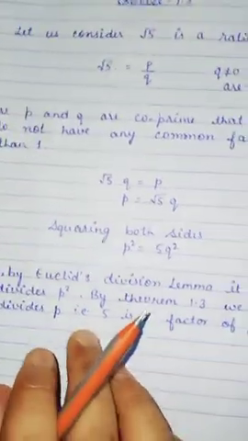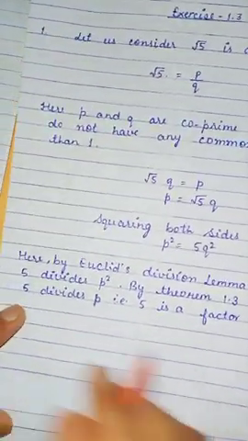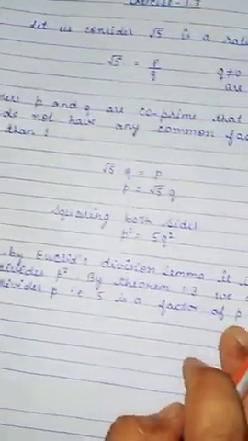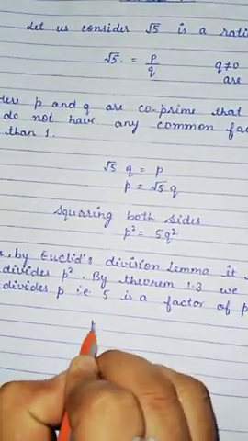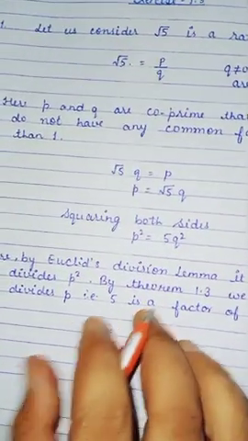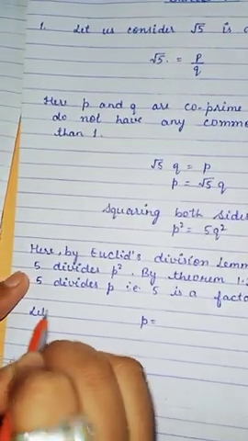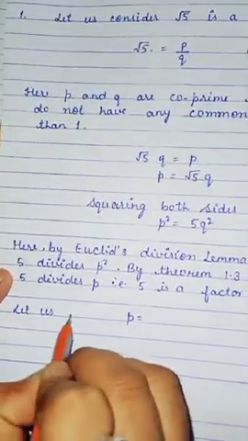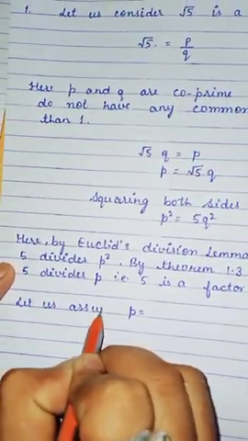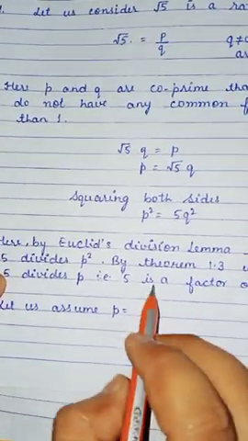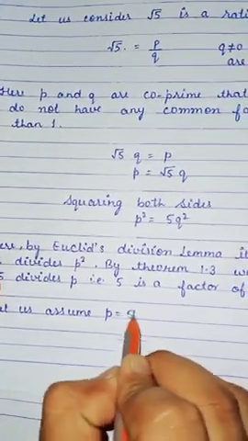So now since 5 is a factor of p, we can write p as, let us assume, p is equal to 5c.